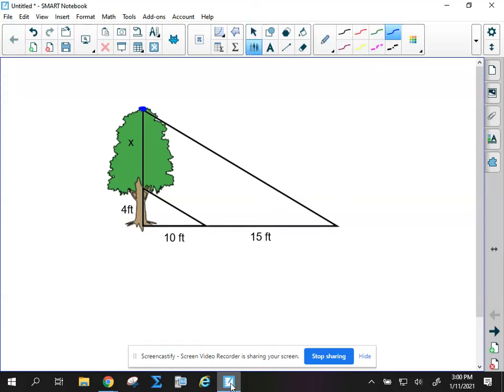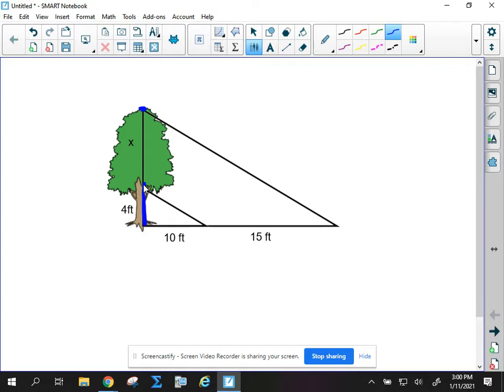So in this question, I want to be able to find the height of this tree. And the information that I know is that the distance from the ground up to the bottom of the branches of the tree is 4 feet. So if I were to measure from the ground up to the bottom of the branches, that would be 4 feet there. And then perhaps this is the shadow.